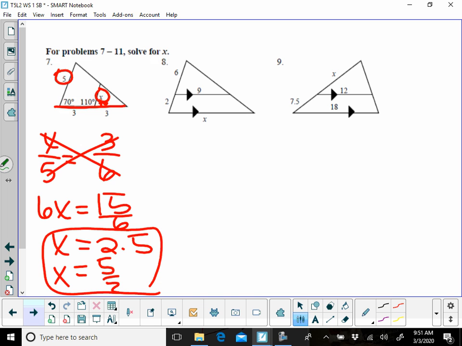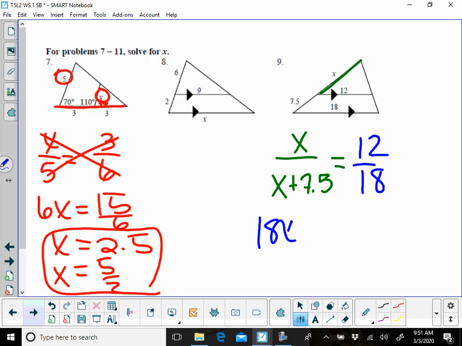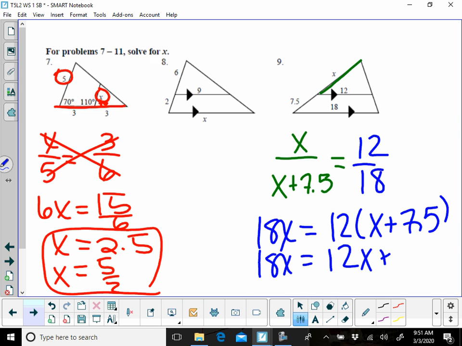All right, let's jump over here to number 9. Again, same thing. X is this side, so that's going to be related to the whole side here, which would be x plus 7.5. And then that would be 12 and 18. So you're going to cross multiply here, which is going to give me 18x is going to equal 12 times x plus 7.5. So be careful here because whenever you simplify that out, you do have variables on both sides, so you do have to solve that out there. Make sure you move your 12x, which is going to give me 6x equals 90, and divide to get your x there.